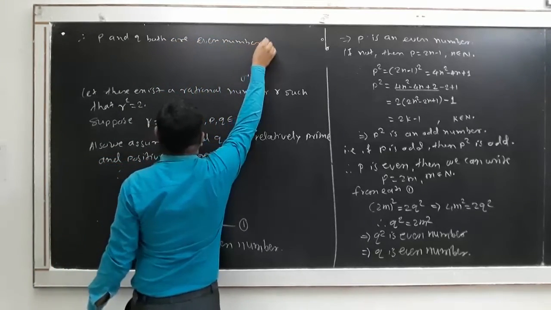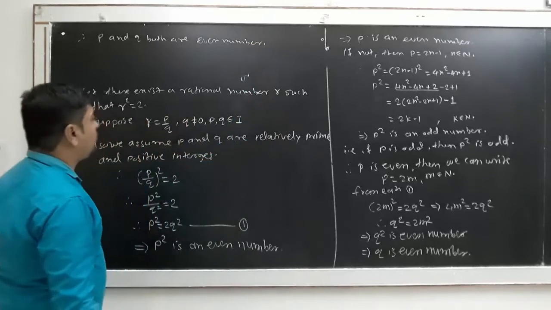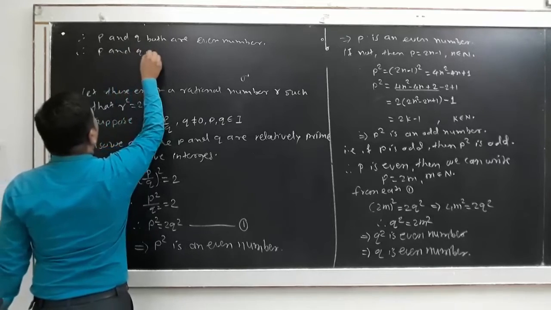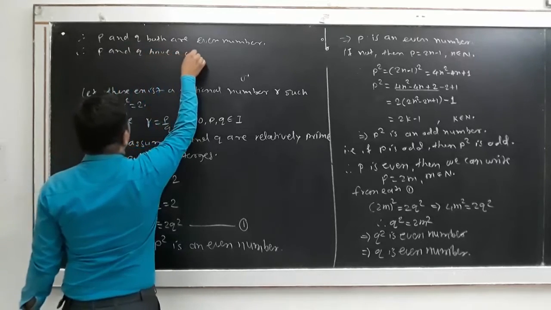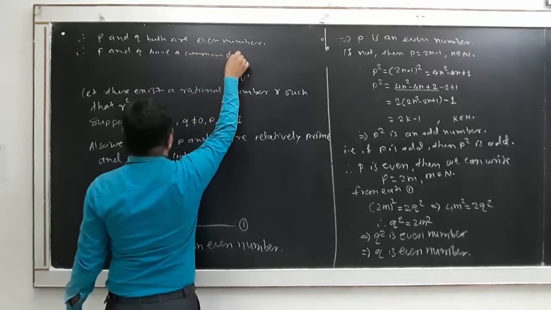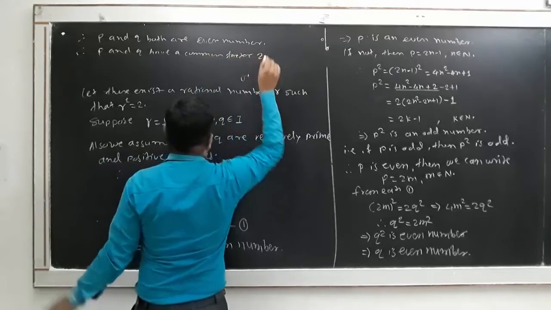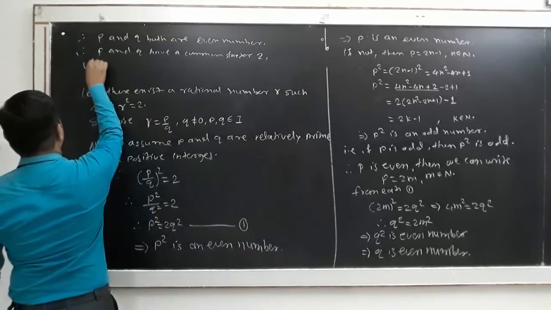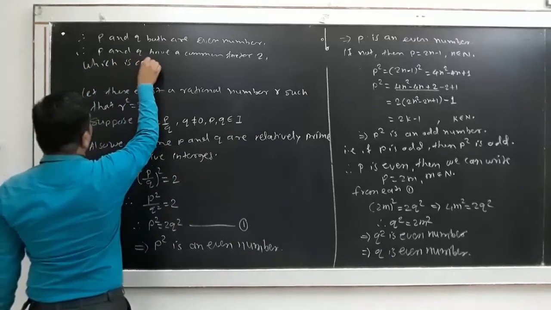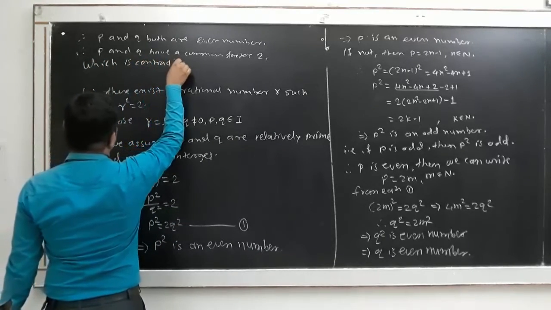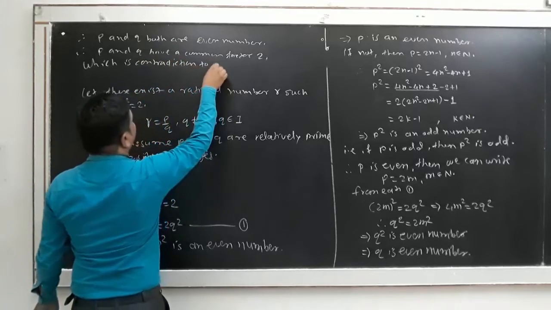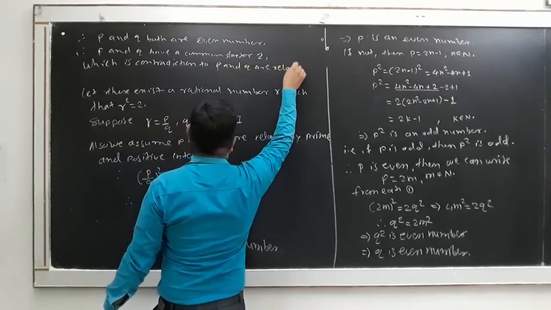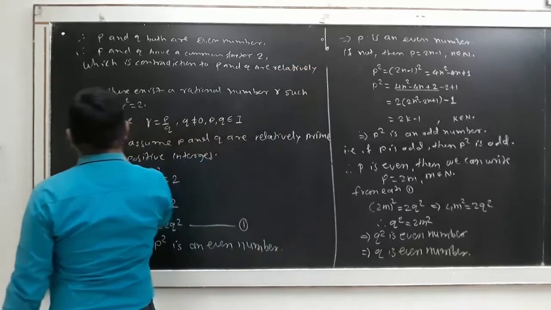Therefore P and Q have a common factor 2, which is a contradiction to P and Q being relatively prime.